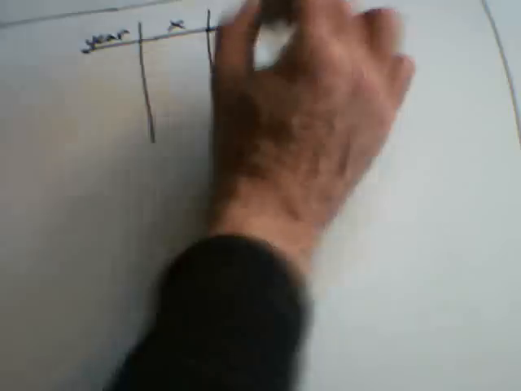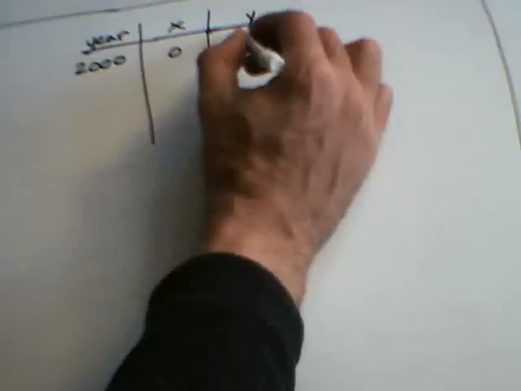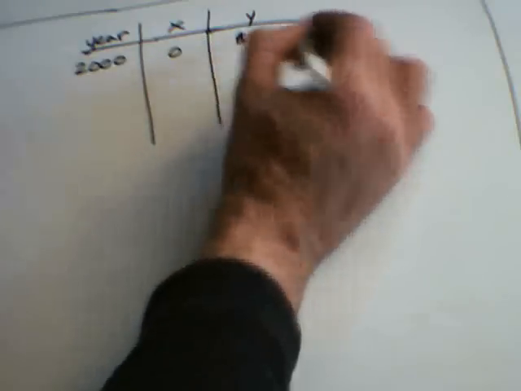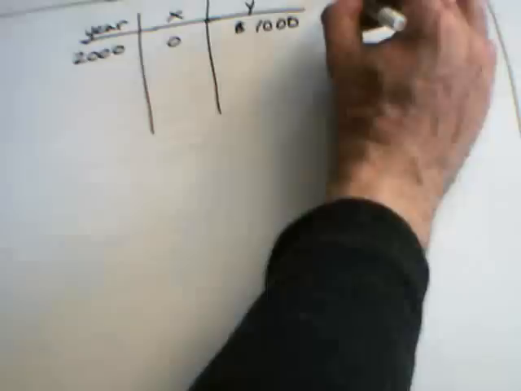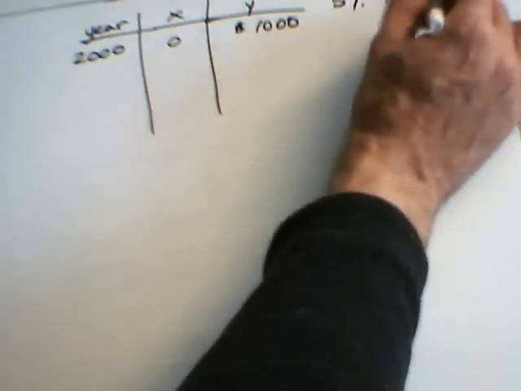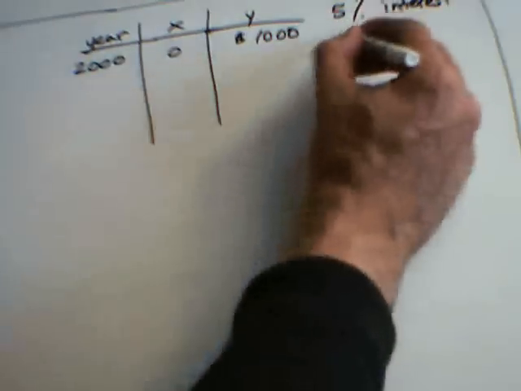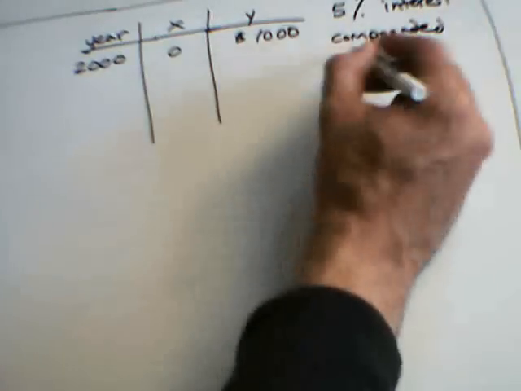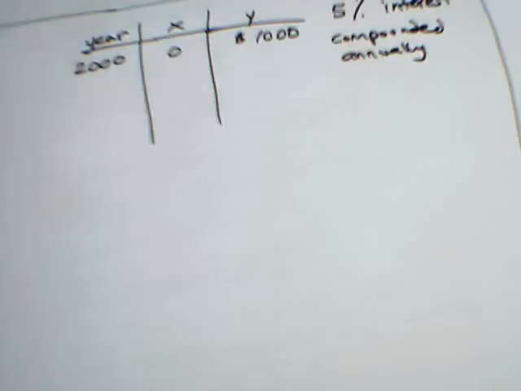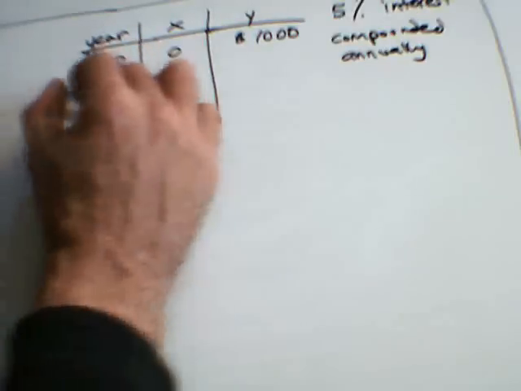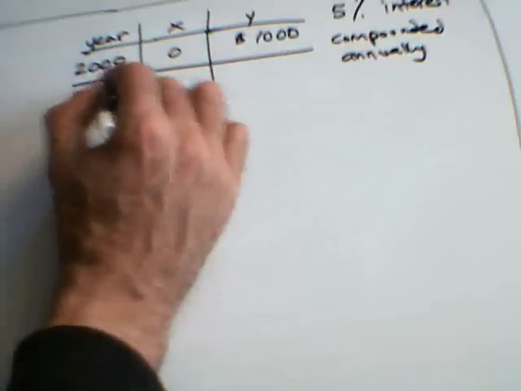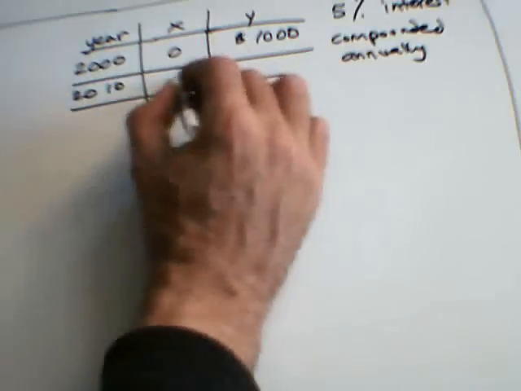For this one, we're going to take the example of investing money in an account. Okay, so we'll say beginning in 2000, we'll let that x be 0, and we'll say that we initially invested $1,000 into an account, and this account is going to give us 5% interest, and that's compounded annually. So with that 5% interest compounded annually, let's go ahead and look at how much money we would have in 10-year increments. So by the year 2010, we'll let x be 10.